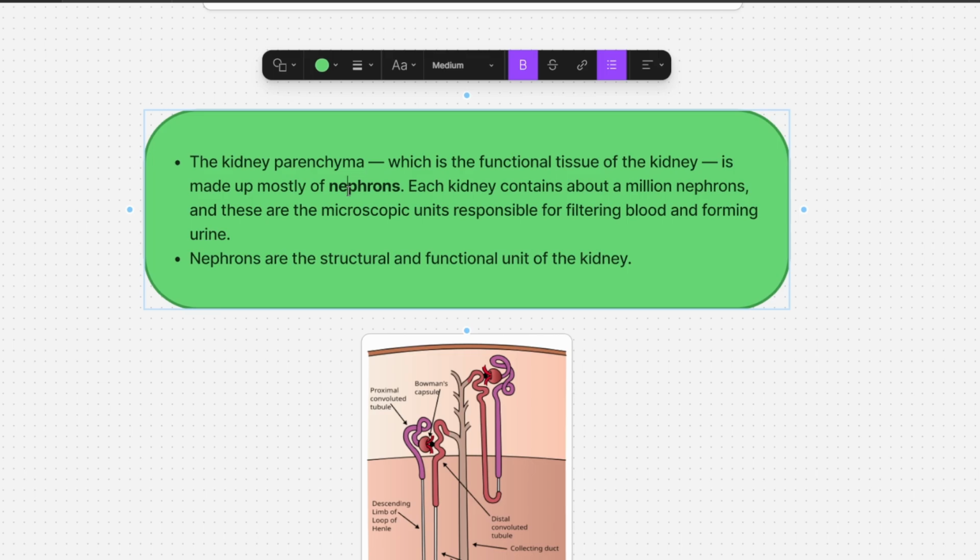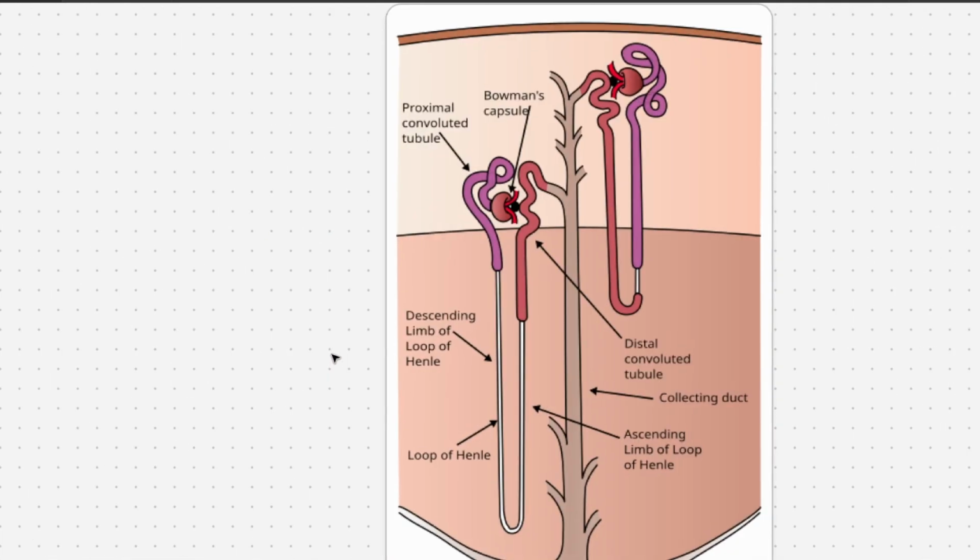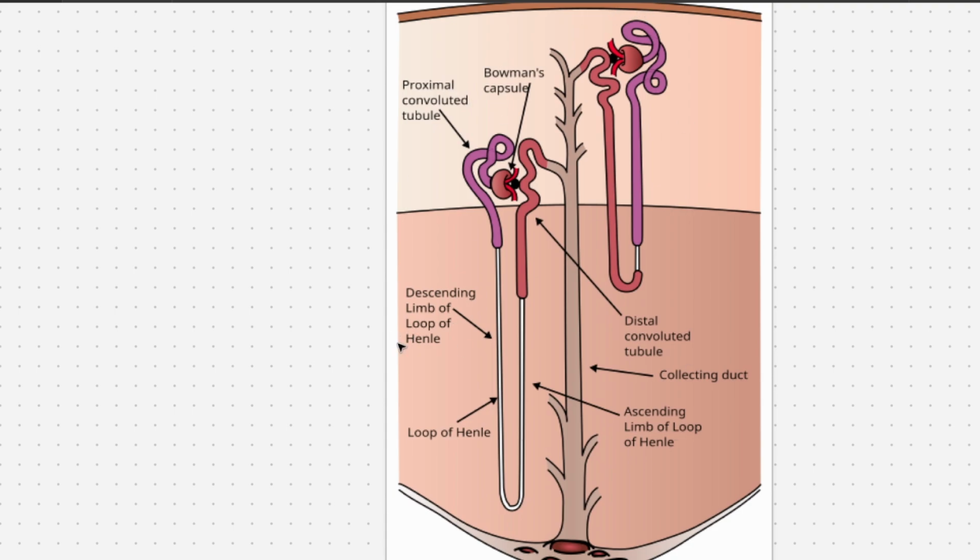Okay, so a nephron is basically the functional and structural unit of the kidney. Each kidney has about 1,000,000 nephrons, and these are the microscopic units responsible for filtering blood and forming urine. As we said, they are the structural and functional units, and we'll see now in this diagram. So all of this here, these sets of tubes connected together, this is a nephron.